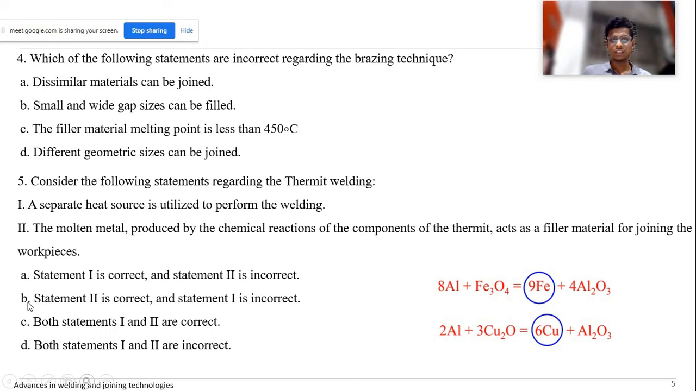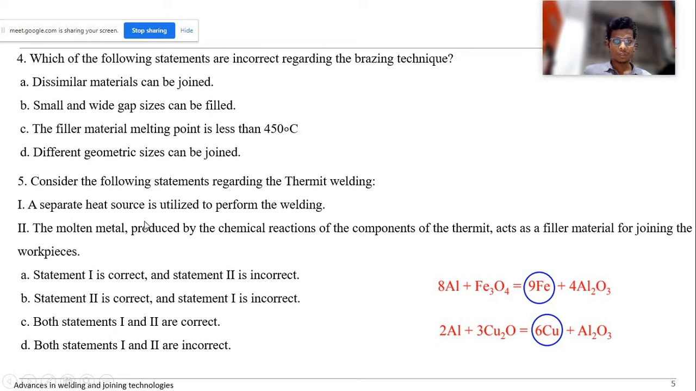See, brazing and soldering, what is the main difference? In brazing, the temperature will be greater than 450 degrees Celsius, and in soldering, the temperature will be less than 450. Yeah, someone has stated C, yeah. But this option is related to soldering, so it is incorrect with respect to brazing. So 4C is the correct answer. I hope I made it clear. So we'll see the next question.